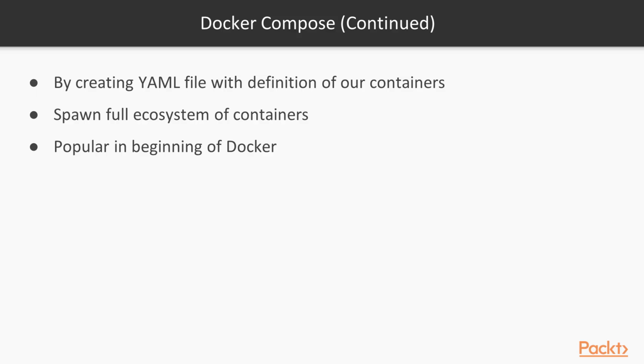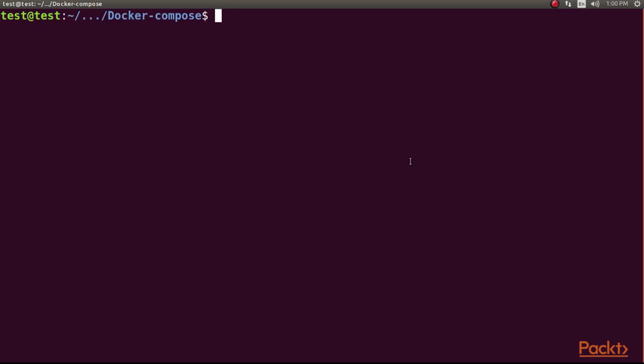In order to achieve this setup, Docker provides a tool called Docker Compose, where by creating a YAML file with the definition of our containers, it can spawn a full ecosystem of containers. Docker Compose used to be very popular in the beginning of Docker. Let's look at how Docker Compose works.